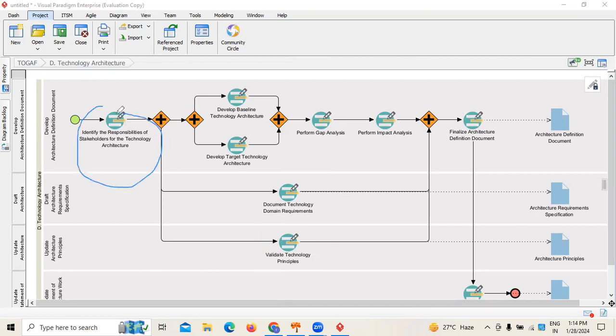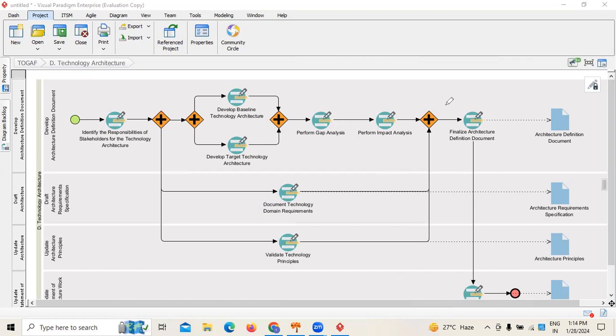So when we are trying to understand stakeholder requirements, these are the elements we have to focus on at this level. At the same time, when we have developed a baseline architecture and a target architecture, it is always important for us to perform gap analysis, followed by impact analysis, which is essentially required.